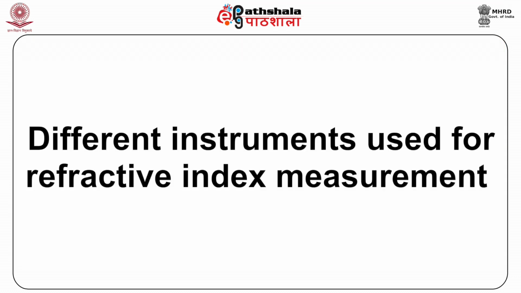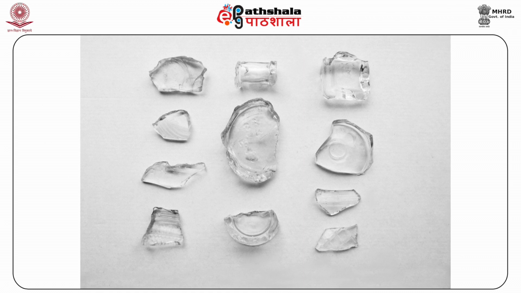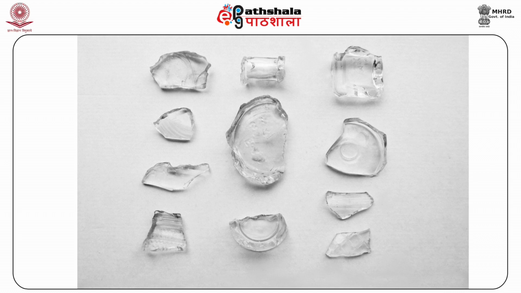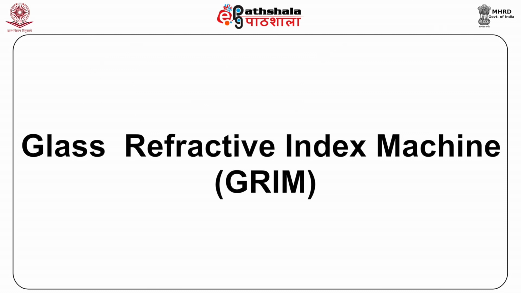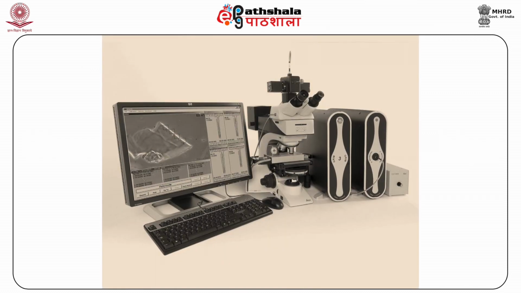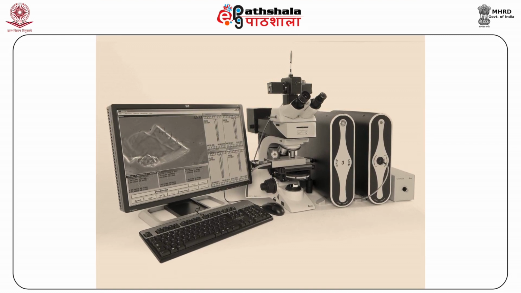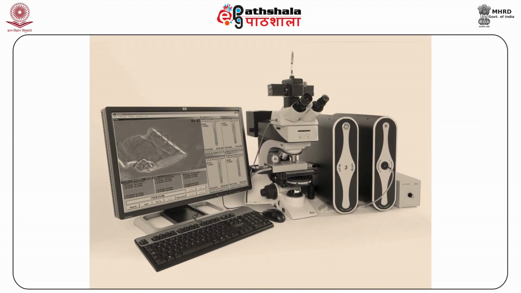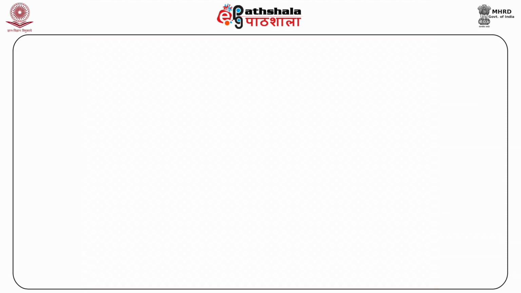Different instruments used for refractive index measurements. There are a number of instruments to calculate the refractive index of glass fragments. Some of them are as follows. Glass Refractive Index Machine, GRIM. The Glass Refractive Index Machine, designed by Foster and Freeman, utilizes the oil immersion temperature variation method for the determination of the refractive index of glass.